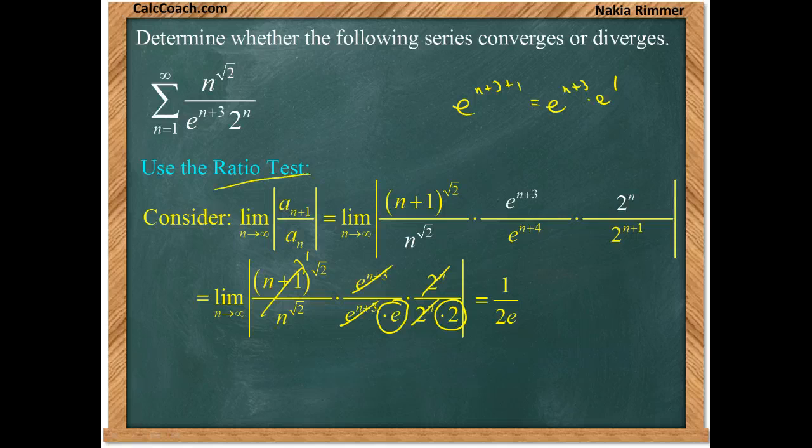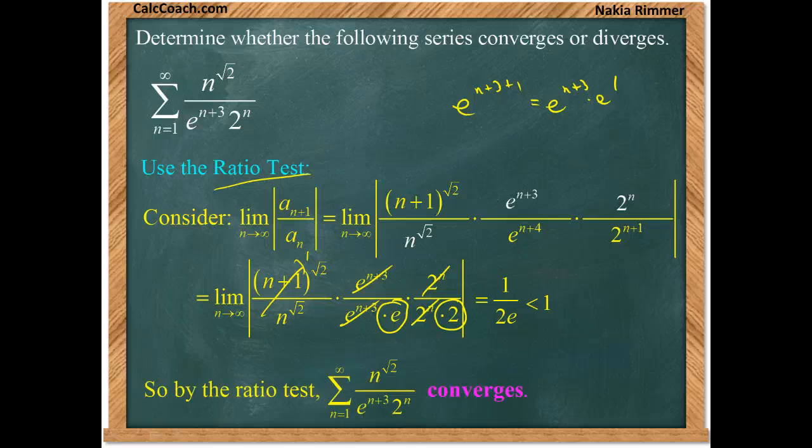The ratio test cares about the size of this. When this is less than 1, it converges. When this is more than 1, it diverges. And e being almost 3, this is definitely less than 1. So therefore we can respond that the original series will converge by the ratio test.